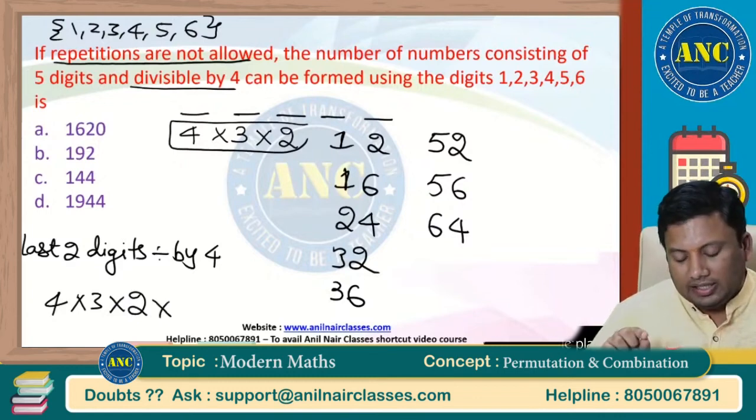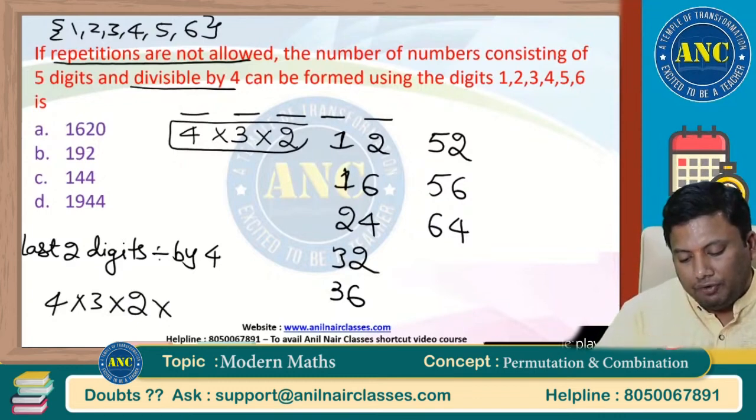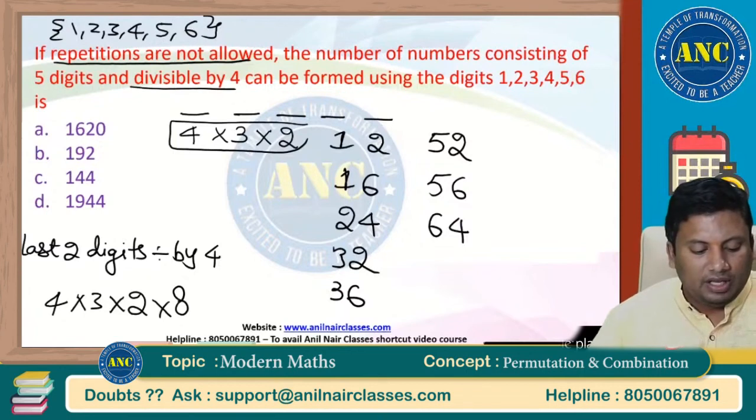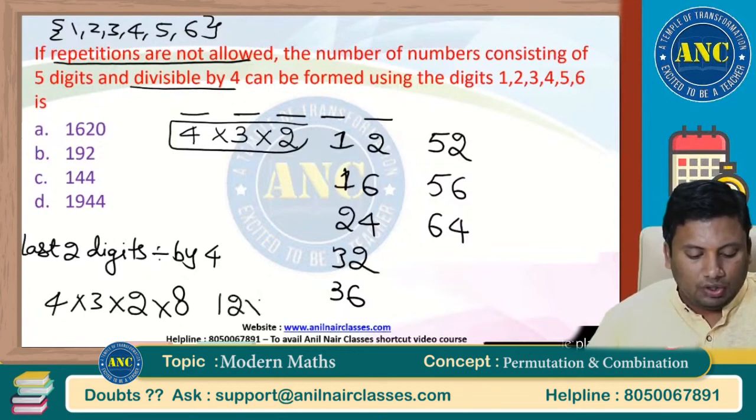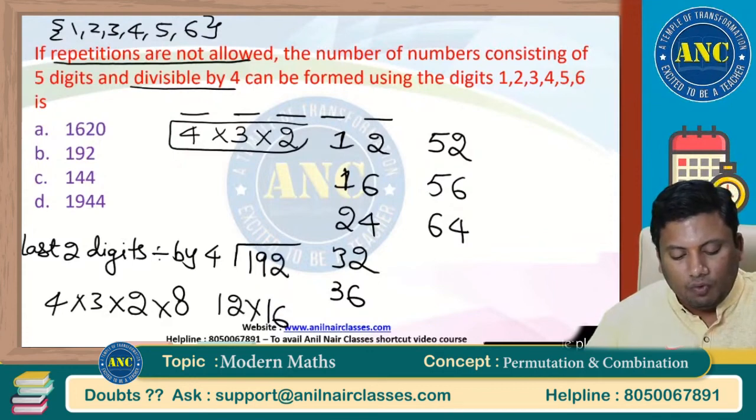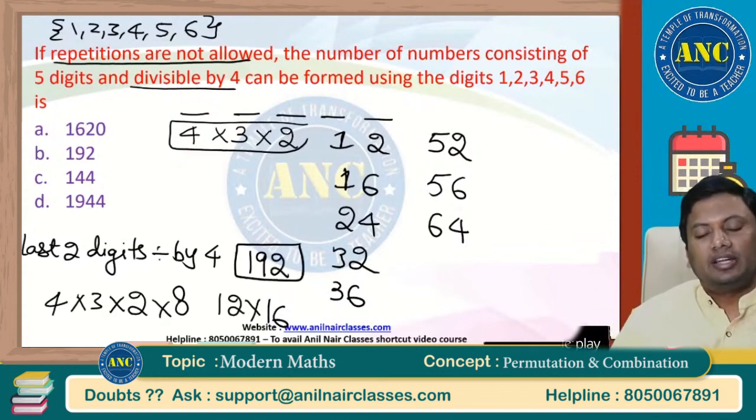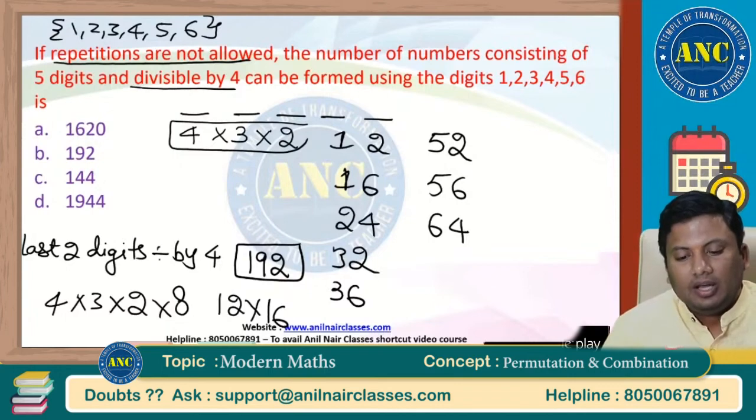Like that, how many cases are there? 1, 2, 3, 4, 5, 6, 7, 8. These are nothing but 12 into 16. 12 into 16, answer is nothing but 192. Answer for this question, it is nothing but 192.